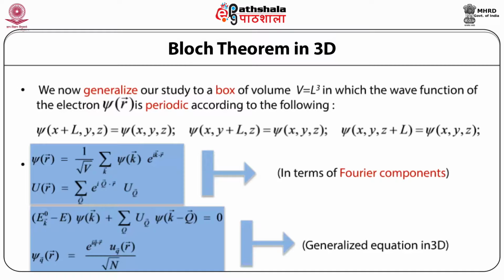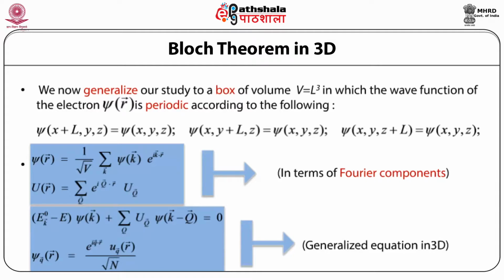Note that e raised to power i k dot r plus T is equal to e raised to power i k dot r, where this vector T is a lattice translational vector, if small k is equal to capital Q. This collection of such vectors is called the reciprocal lattice. So proceeding as in 1 dimension, we generalize the Schrödinger equation in Fourier space to 3 dimensions as (E_k naught minus E) phi k plus summation over the reciprocal lattice vectors capital Q u Q phi k minus Q is equal to 0.